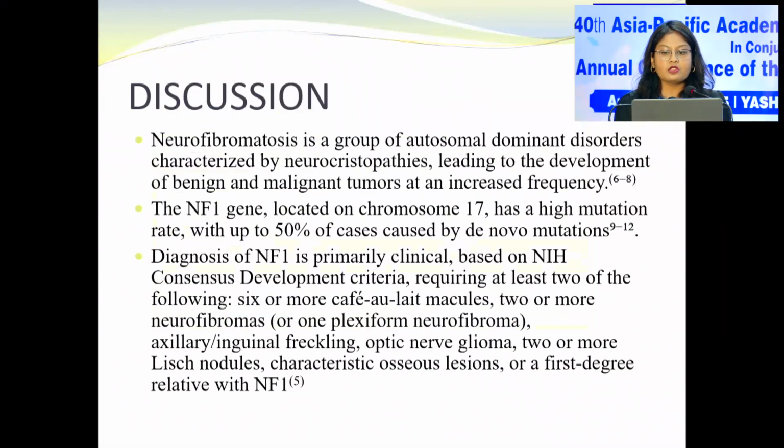Neurofibromatosis is a group of autosomal dominant disorders characterized by neurocristopathies leading to the development of benign and malignant tumors at an increased frequency. The NF1 gene is located on chromosome 17 and has a high mutation rate, with up to 50% of cases caused by de novo mutations. Diagnosis of NF1 is primarily clinical, based on NIH consensus development criteria, requiring at least 2 of the following: 6 or more café-au-lait spots, 2 or more neurofibromas, axillary or inguinal freckling, optic nerve glioma, 2 or more Lisch nodules, characteristic osseous lesions, or a first degree relative with NF1.